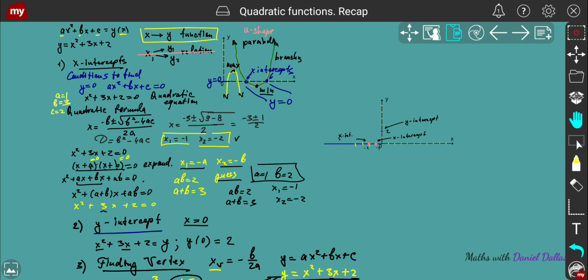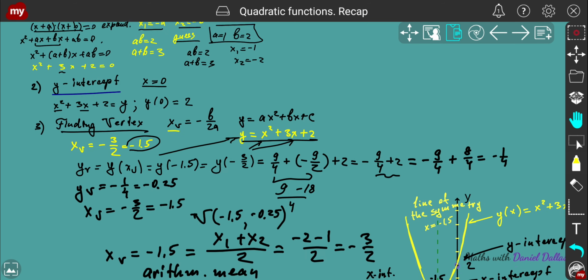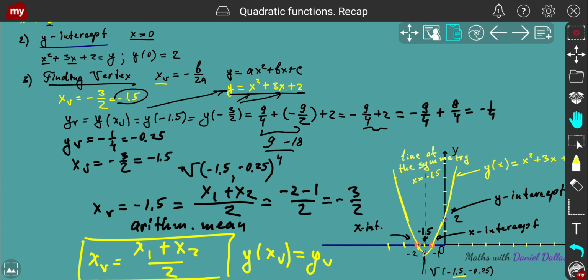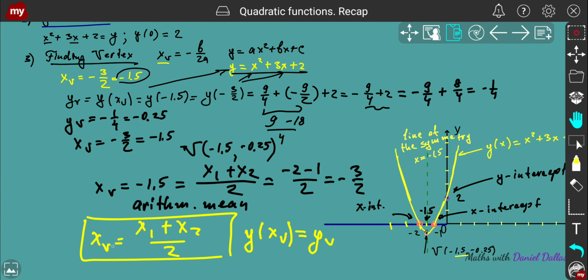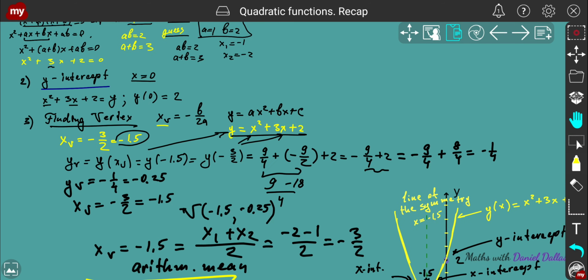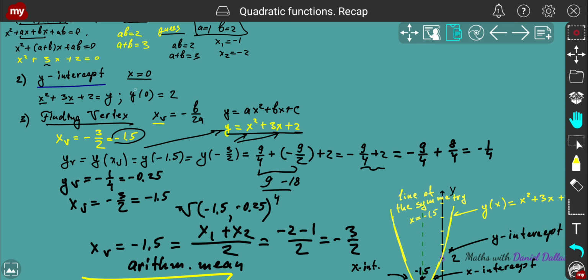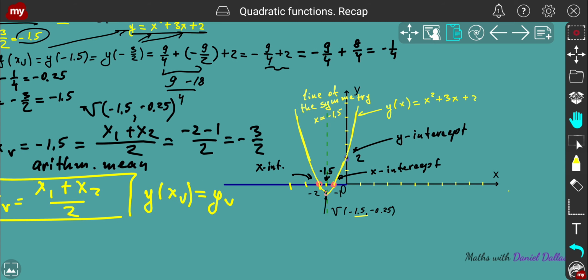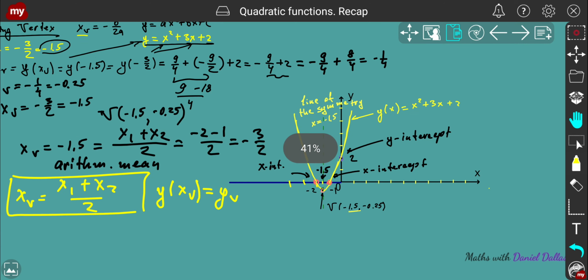And here we actually recapped several ways of solving a quadratic equation, several ways of finding vertex coordinates, right, through the mean or through the formula. And we discussed how to find the y-intercept. It was pretty easy. Just plug an x value into your equation, and finally we actually drew the graph.